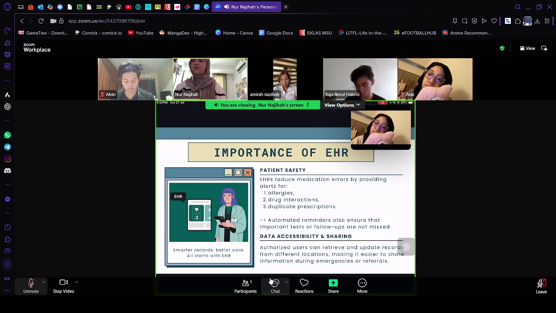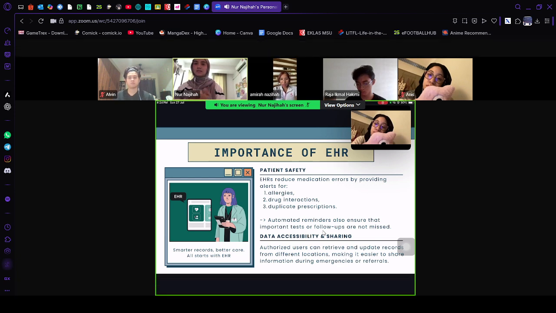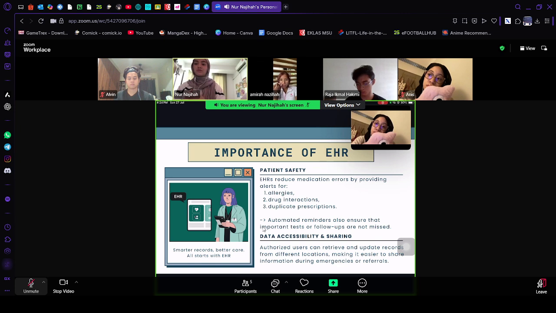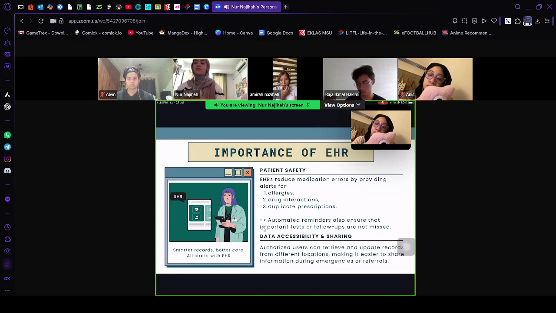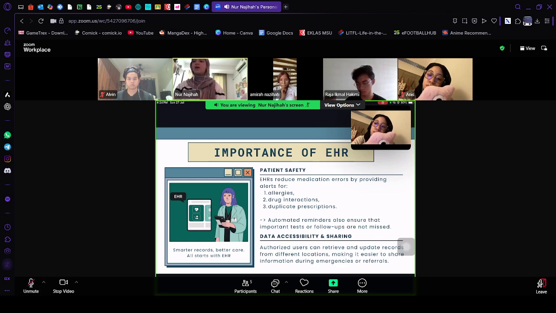And the last one is data accessibility and sharing. So for data accessibility and sharing, authorized users can retrieve and get updates on recent patient information from different locations, making it easier to read information during emergencies or referrals.